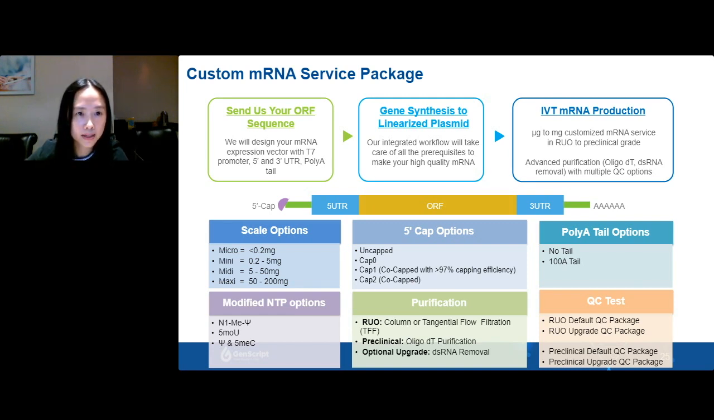So let's take a look at some details about this mRNA service package. For you, you just need to send us your ORF clone sequence. The next parts are all for us. We will start with gene synthesis and linearize the plasmid. Next is IVT mRNA production. Here are some options for some key parameters.